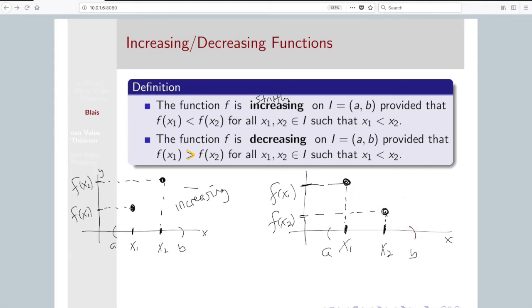And it's important to recognize these definitions don't depend on a function being differentiable. They don't depend on the function being continuous. This is just capturing the idea of going down for decreasing or going up for increasing.